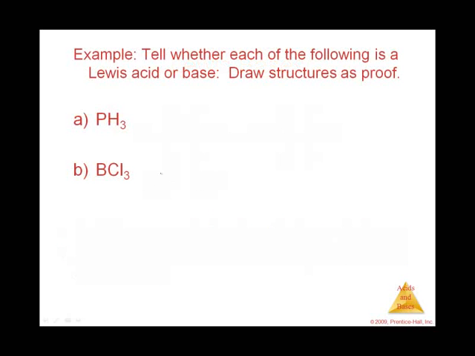Alright, so I have PH3 and BCl3, which is going to be acid or base. Draw structures as proof. Alright, so I have phosphorus. It's going to be just like NH3, right? Phosphorus has 5 valence electrons. Hydrogen has 1 each, so 3. It is going to have this structure. It definitely has this lone pair, which is available to donate, so this is going to be a Lewis base.